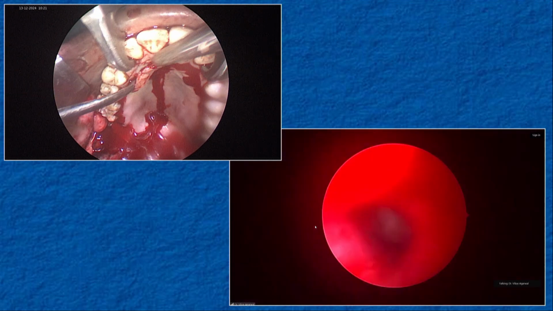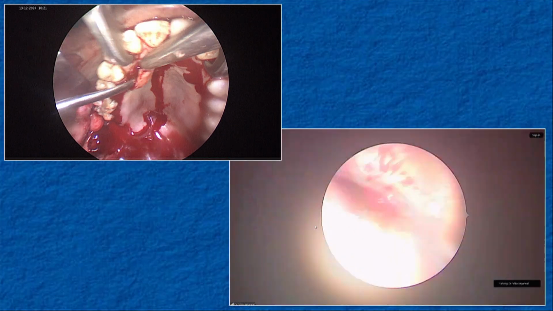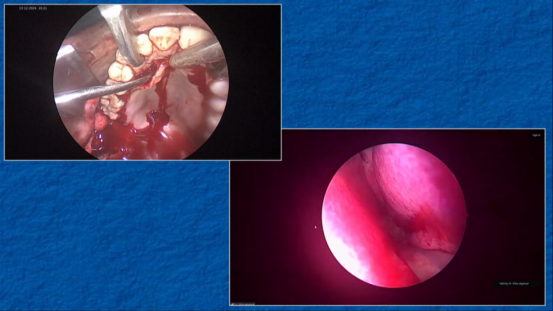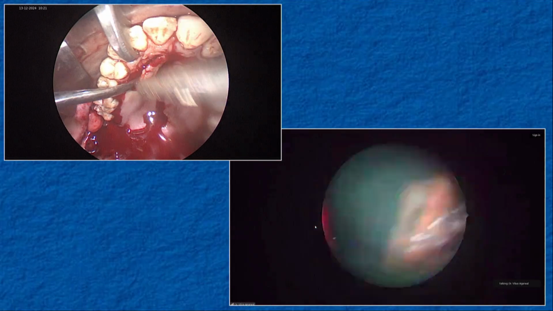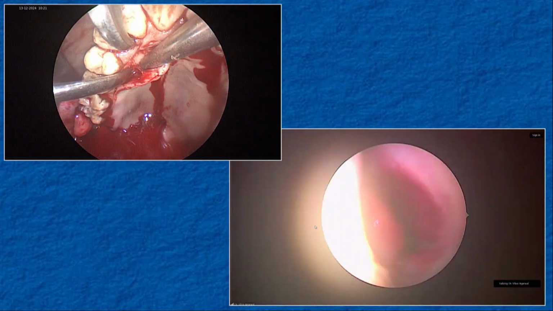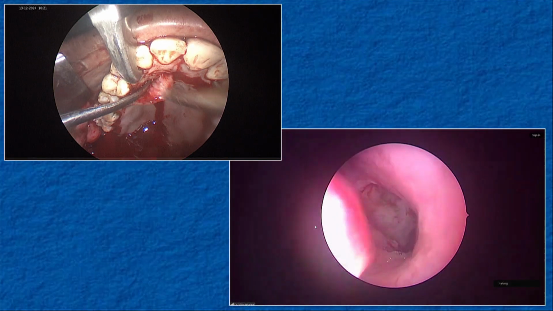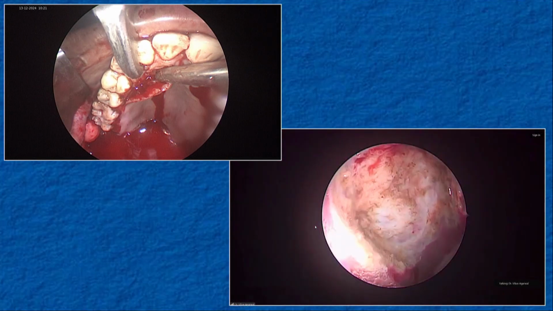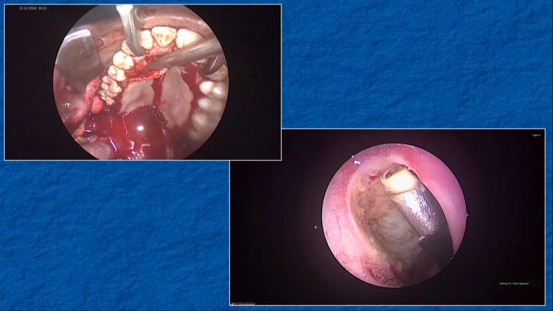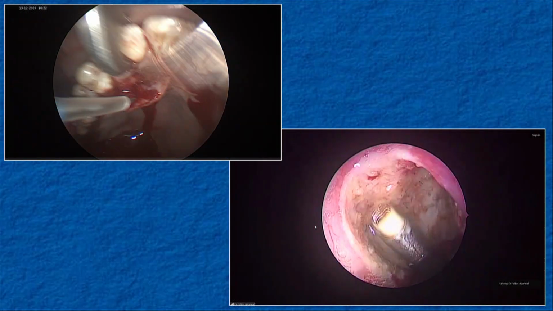Now see, I just out-fractured this inferior turbinate because this was in my way, and therefore this little bit of ooze was there. On the right side, I didn't have to do that, so there was not a single drop of blood. So now the boundaries of the adenoid: the superior boundary is the periosteum below the sphenoid bone. You can see it very, very well.